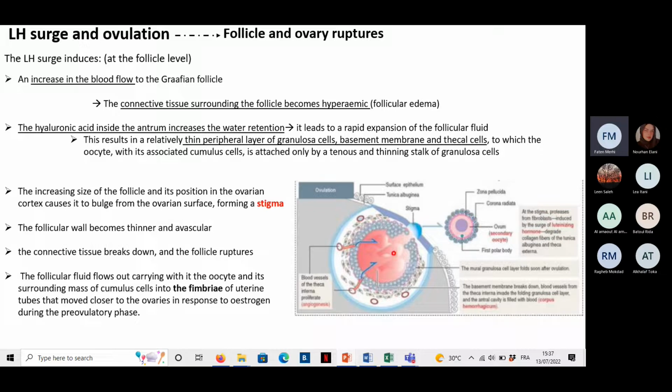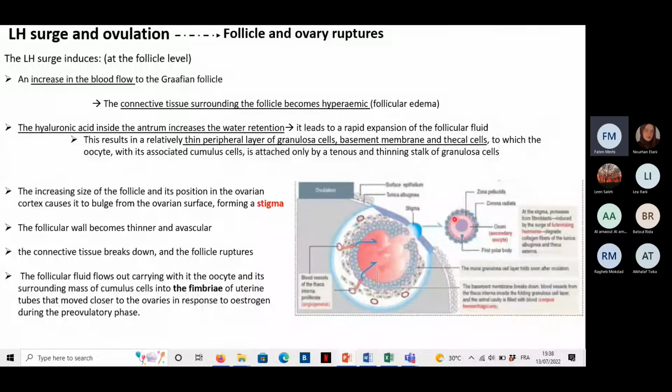When they are digested, the oocyte can be released. We will not have any membranes anymore here, and with the action of the muscular cells helping in the contraction, this will help the oocyte to be expulsed into the fallopian tube. And the follicular fluid flows out. Now the connective tissue breaks down and the follicle will rupture, releasing in this way the oocyte surrounded by the corona radiata cells, and the follicular fluid flows out, carrying with it the oocyte.